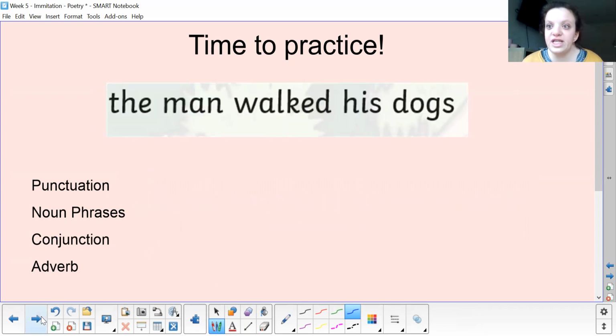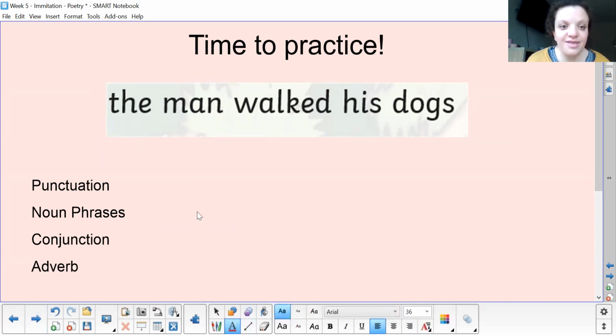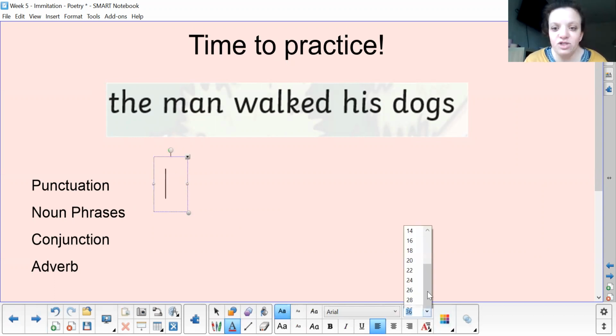Right, have another go. The man walked his dog. Pause the screen. How can we up level it using these different things? Off you go. Okay, fantastic if you've had a go at that. So again, like in the last sentence, the first thing I'm going to do is make sure I've got a capital T at the start of my sentence.